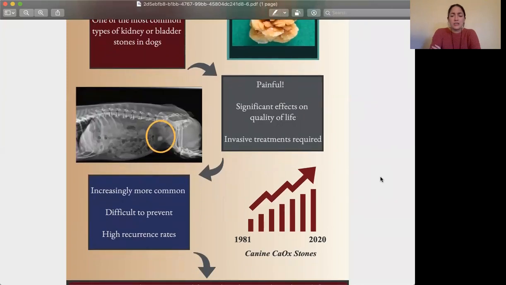Now, sadly, these stones are getting more and more common. So over the past 40 years or so, we've seen dramatic increases in calcium oxalate stones, both in dogs and in people. They're really difficult for us to prevent. So even after going through these invasive treatments to remove them, we then see high recurrence rates, which is really frustrating.